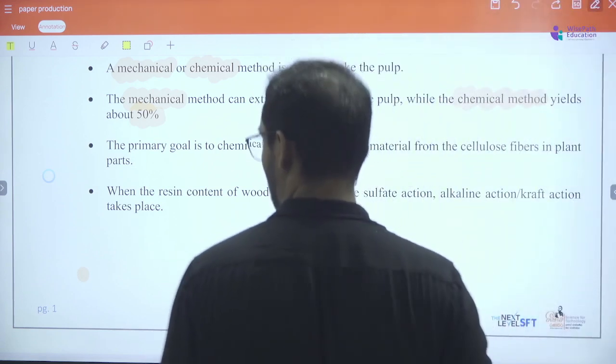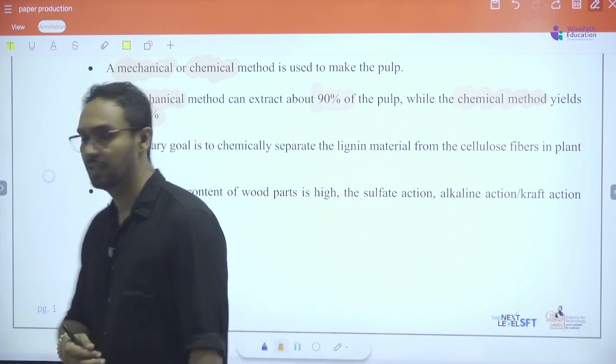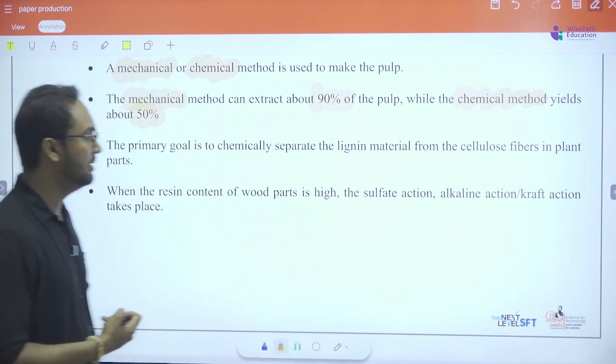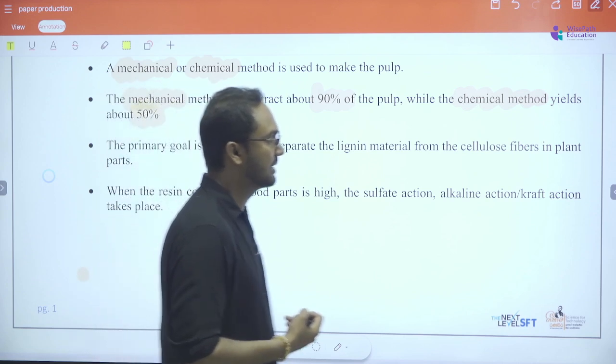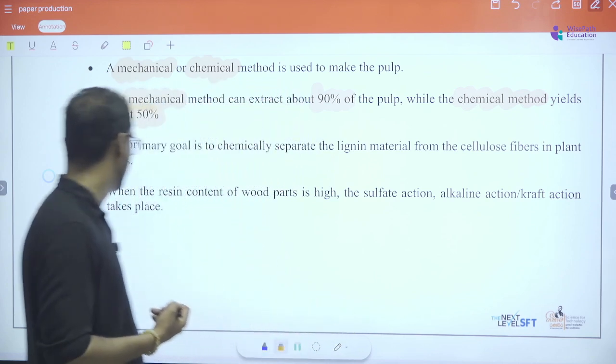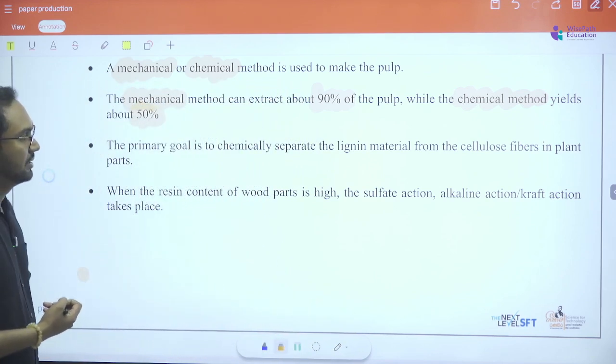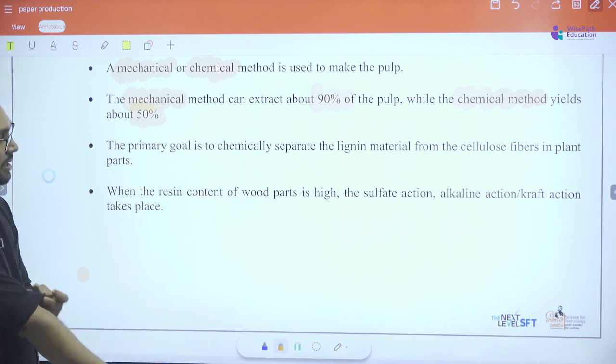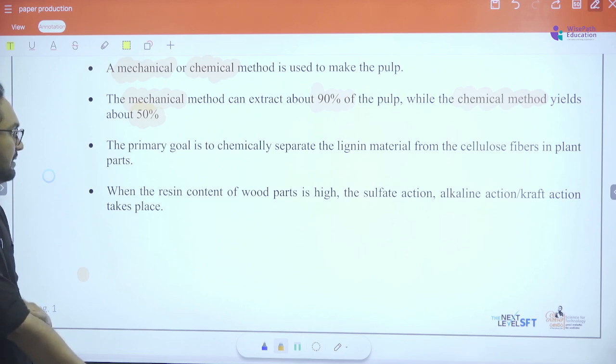Right, you hear me, right? Yeah, you hear me. So when the resin content of the wood part is high, the sulfate action, alkaline action or Kraft action takes place, right? So those are the methods, the chemical methods and mechanical methods that we use to remove the lignin, right? Resin content or the lignin content is high.